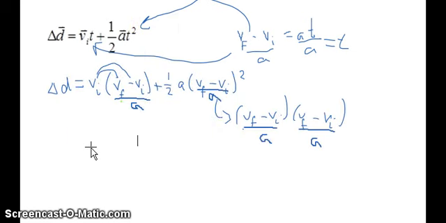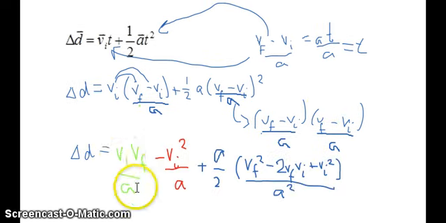Oh, yuck. Do we really have to do all that distribution? Yep, afraid so. You gotta do VI times VF minus VI times VI. And, oh my gosh, we're gonna have to FOIL this out. VF minus VI times VF minus VI. Hold your nose. Do your distribution, pause, and press play to check your work. So that's going to give you VIVF over A minus VI squared over A plus A over 2 times all this mess. Wait a minute.